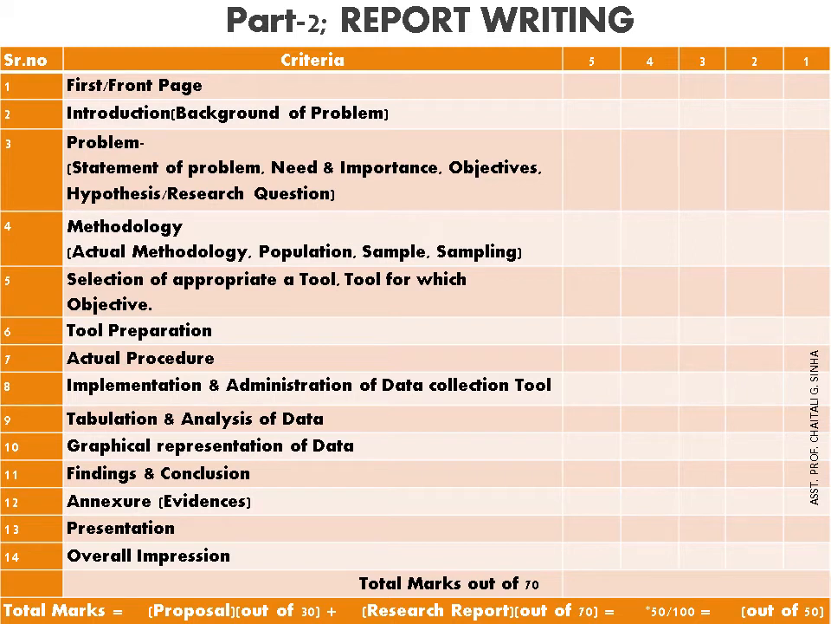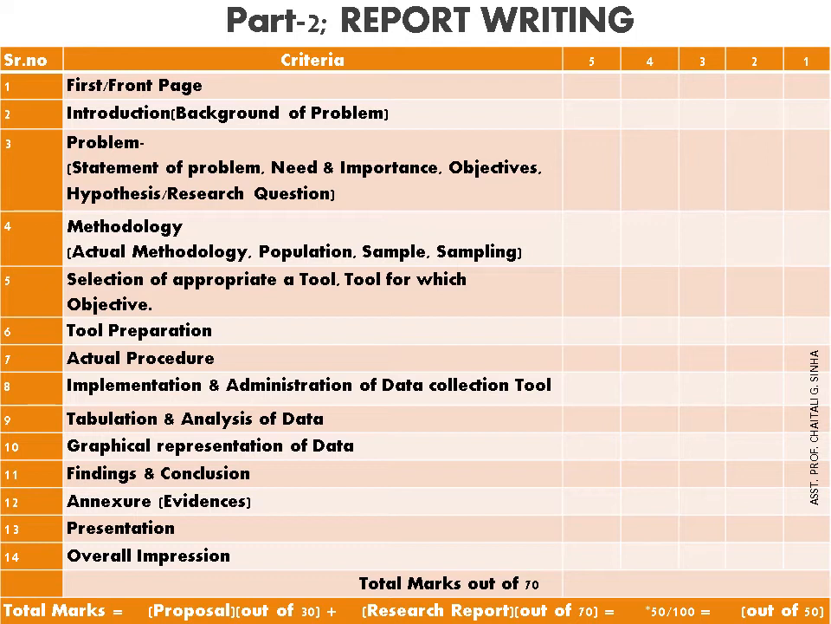You should know whether the scores are high or not, then only you can say that okay, my program, whatever I did, is better. So for which objective, which type of tool you are using, you have to write about it. And in the sixth point, tool preparation, if you are making an achievement test, you have to make a blueprint.